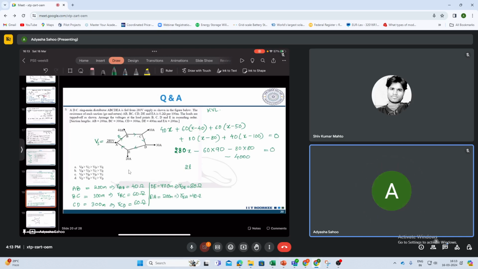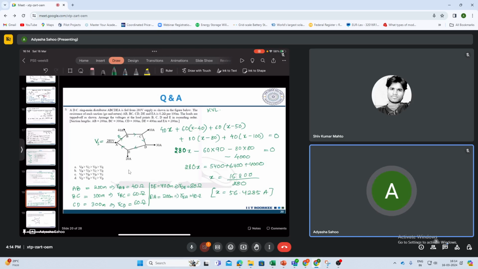So 280, how much can I divide here? I think 4. No. So 280x equals 5400 plus 6400 plus 4000. So x will be 15,800 by 280. So that will come out to be, so x will be 56.4285 amperes, right?